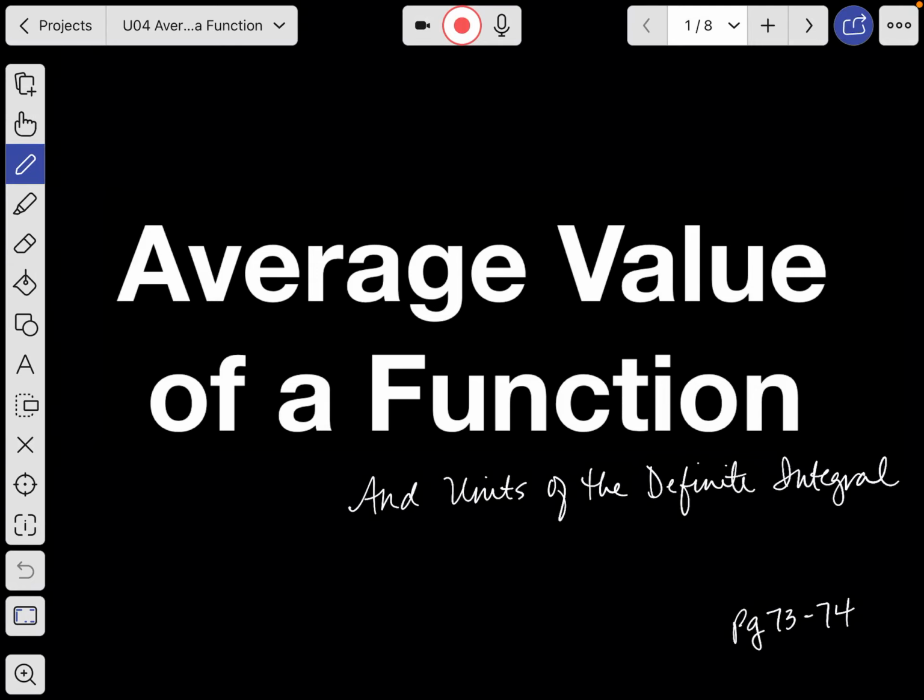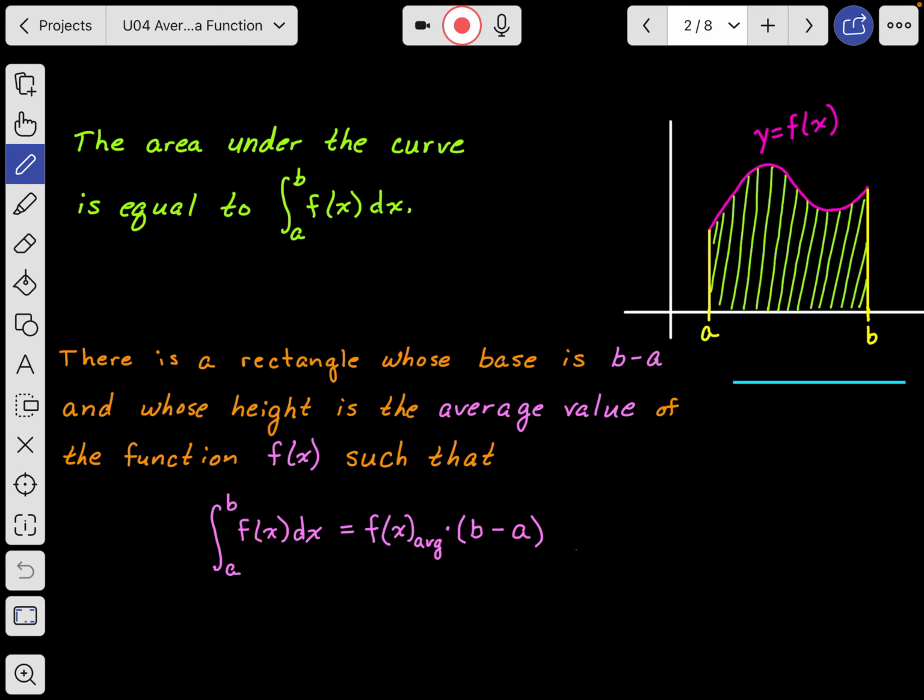In this video, let's look at the average value of a function and then the units of the definite integral. So we know that the area under the curve is equal to the integral from a to b of f of x dx. And what this is saying is we're going to add up all those rectangles from a to b, and those rectangles have a height of f of x and a base of dx.